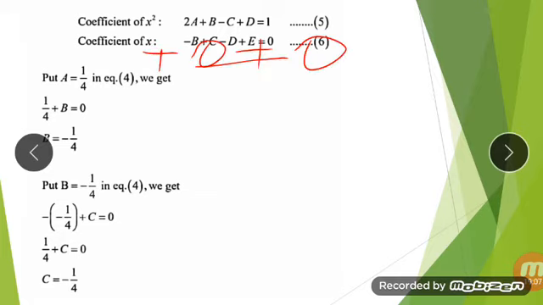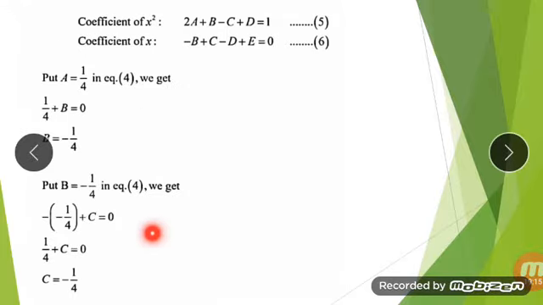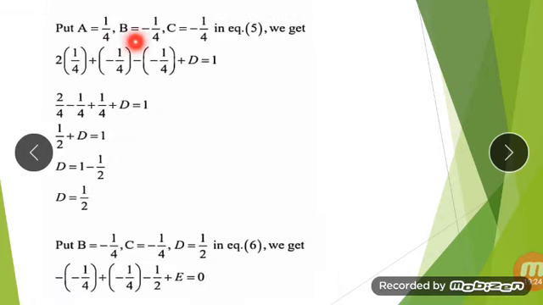If you put the value of a is equal to 1 upon 4 in this equation, we'll get the value of b. When we put the value of b in this equation, we will get the value of c here, as you can see. Okay, when we put the values of a, b, and c, we can get the value of d. These are easy.